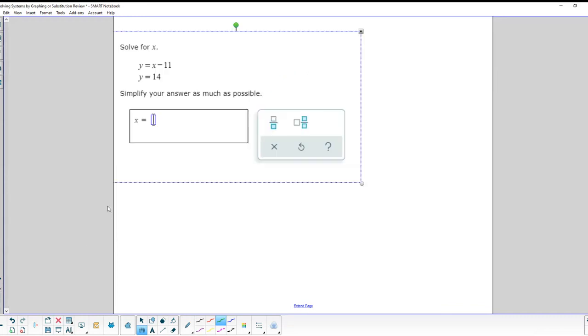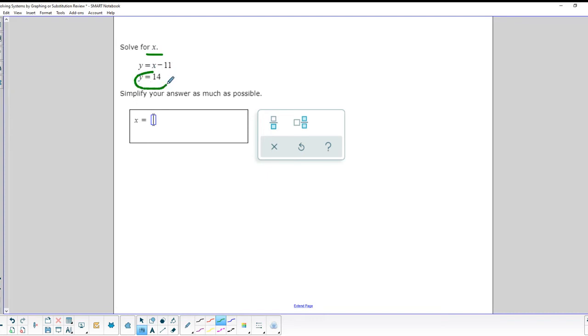We got just a couple more. In this particular one, we're going to use substitution to solve. And so the first thing it says is solve for x. Well, we know that y equals x minus 11. And in our second equation, we know that y is 14. So we're going to substitute 14 in for that y and get 14 equals x subtract 11. So to solve for x, all I have to do is add 11 to both sides of my equation.